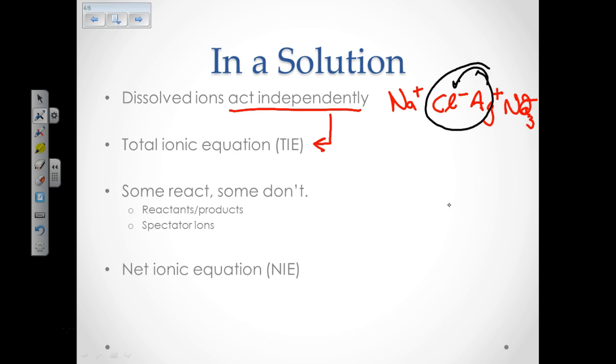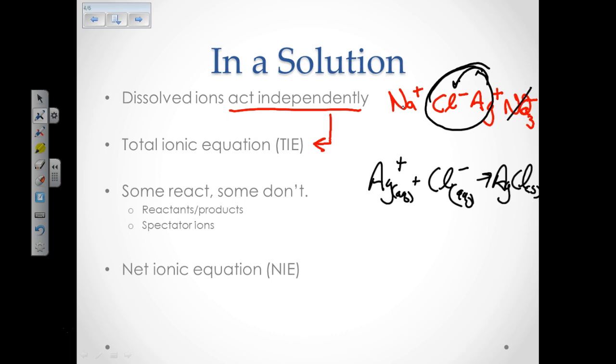So you have Ag plus and Cl minus, and that's going to form AgCl solid. And these ions are aqueous because they started off dissolved in water. But what about the sodium and the nitrate? Those don't change during the reaction. They stay ions, they stay floating around in our mixture, and those are called spectator ions.